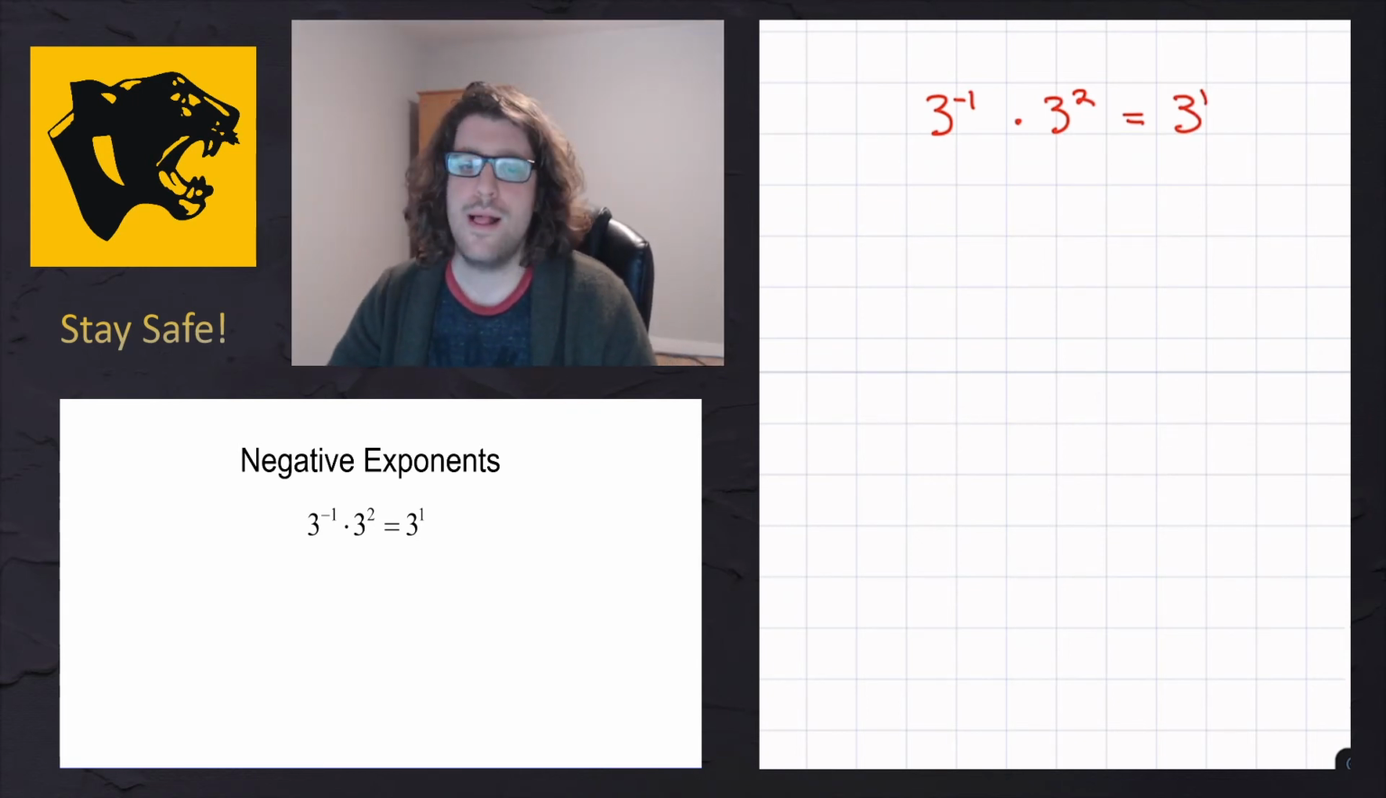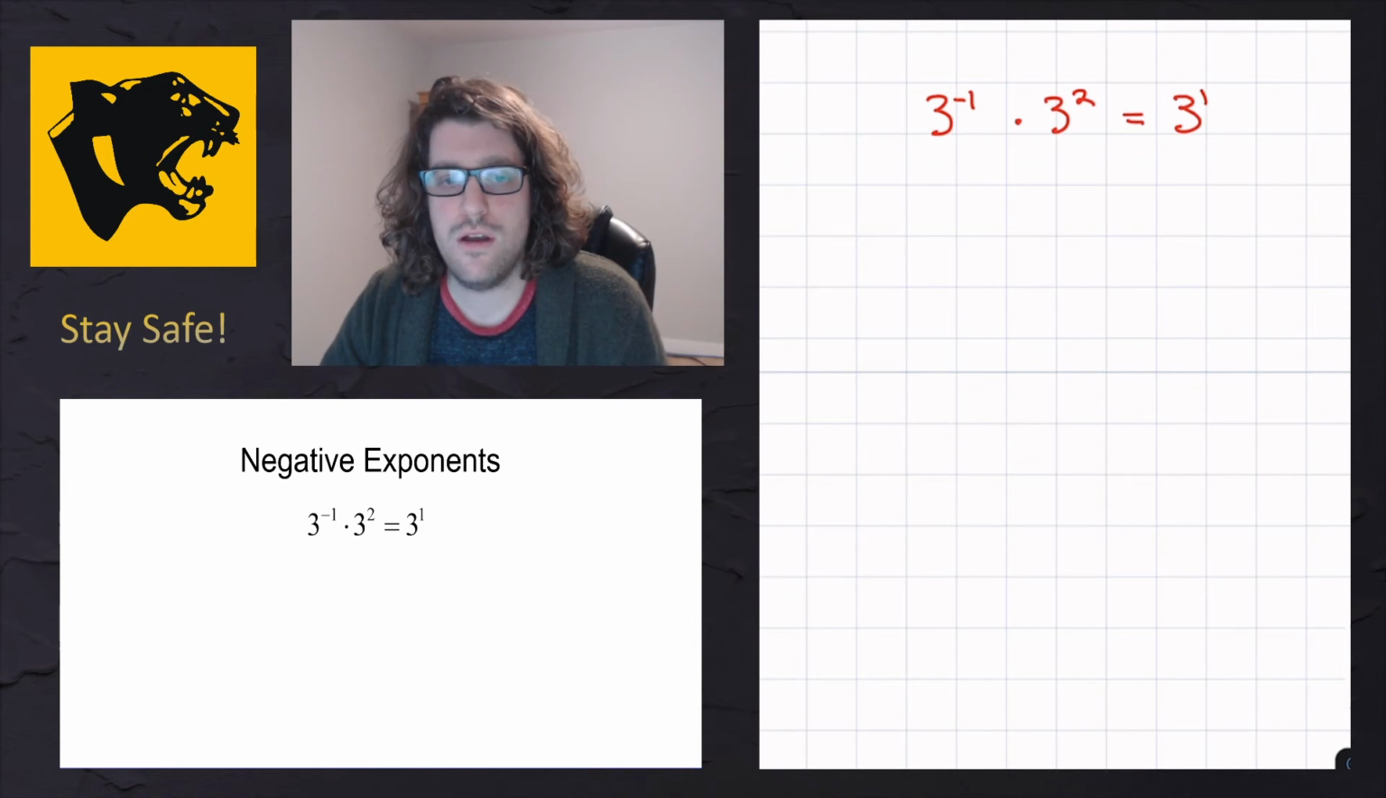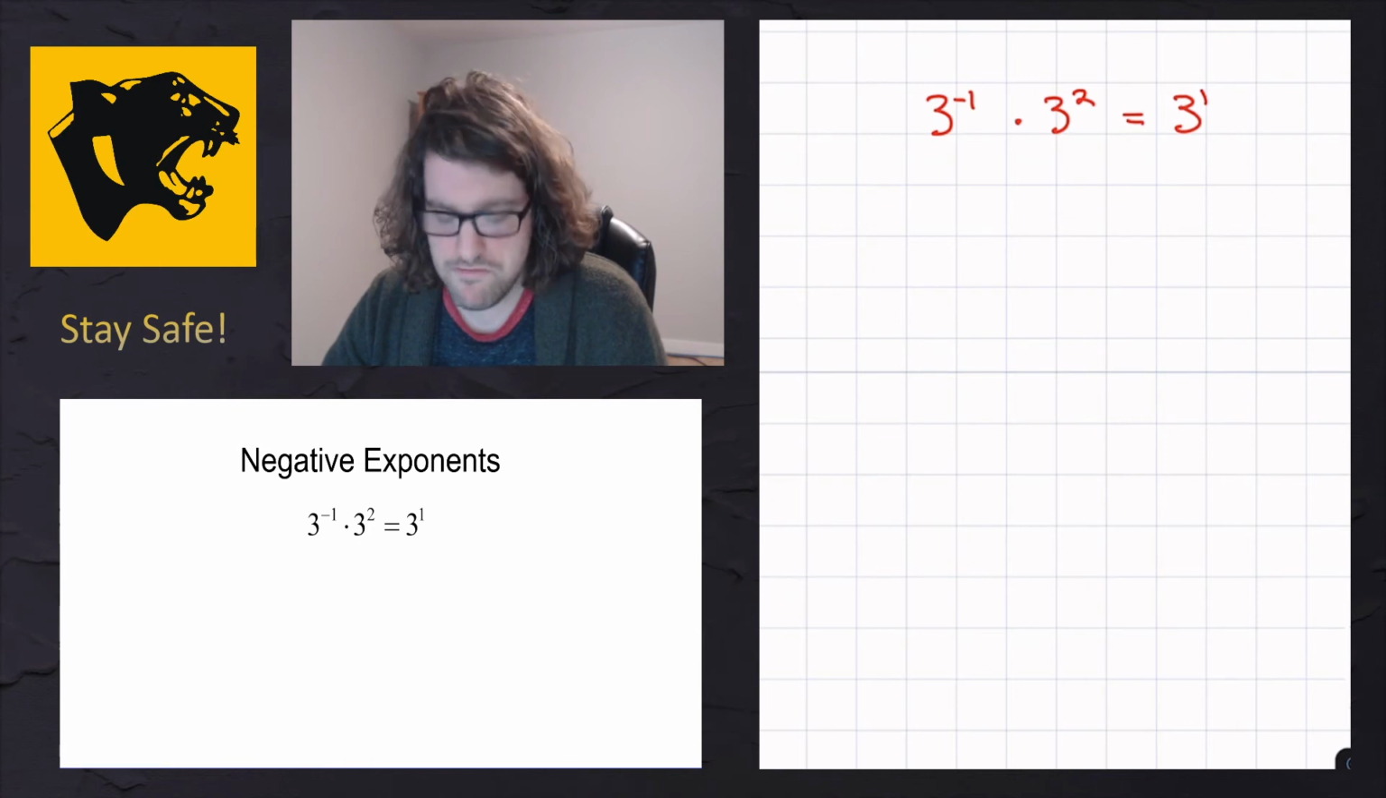Why do we know that? Because if we follow the law of adding exponents when we multiply two powers of the same base together, so this would be 3 to the negative 1 times 3 to the positive 2, it's going to be base of 3, same for both of them. We add together the exponents of negative 1 and positive 2, and get a positive 1. Okay, so that followed our exponent law.